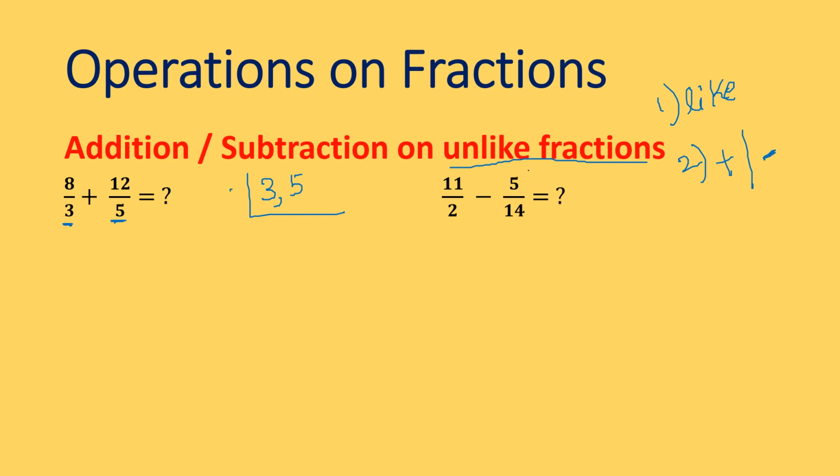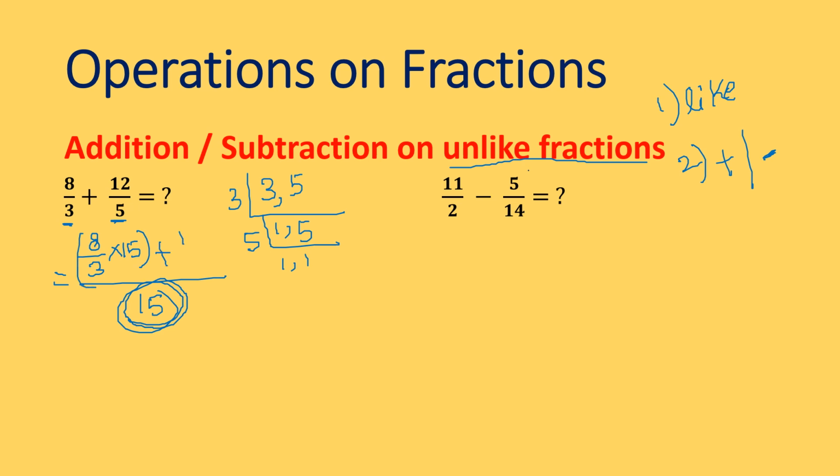So let's see what the LCM of 3 and 5 is. It's going to be 15 because they don't have any common factor. So now I'm going to have 15 as the common denominator. Whatever LCM you have, that's going to be your common denominator. So you can do it like this: 8 by 3 into 15 plus 12 by 5 into 15. You just multiply each fraction and do the particular operation.